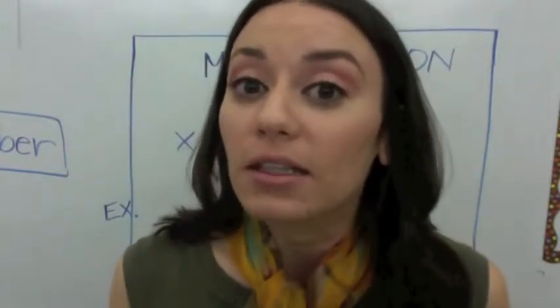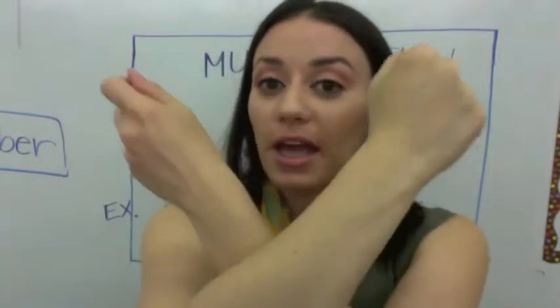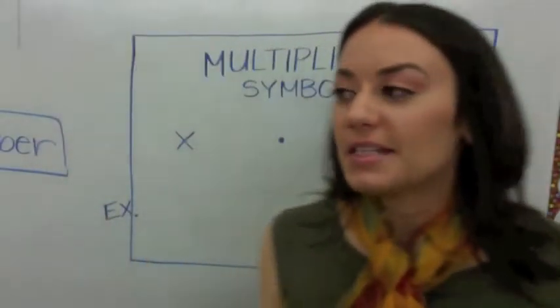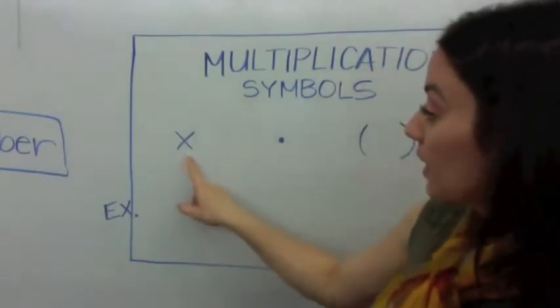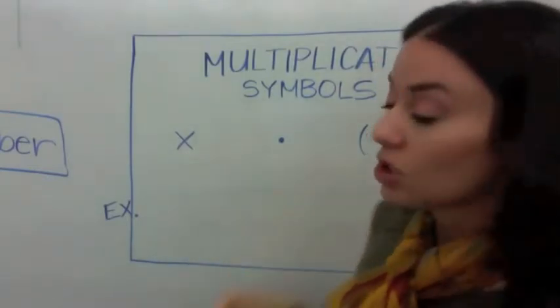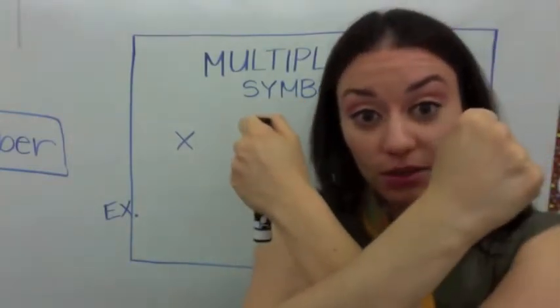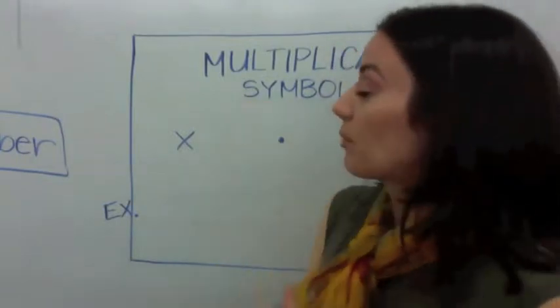To solve for what? The unknown variable x. Very good. So before we begin today, we need to go over the different symbols. Symbols kind of look like pictures. These symbols represent multiplication. There are different symbols that we use to represent multiplication.